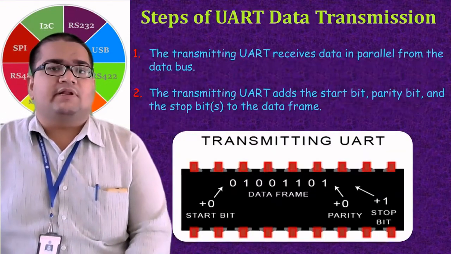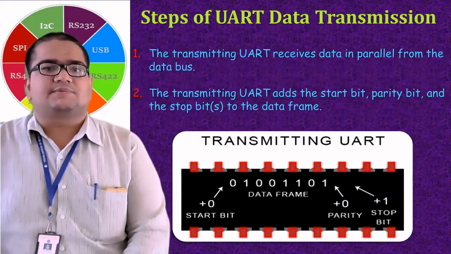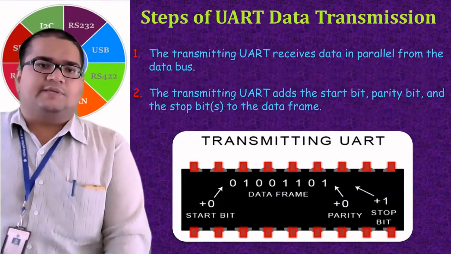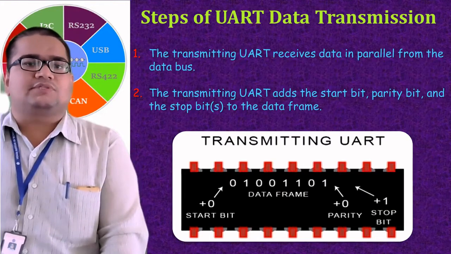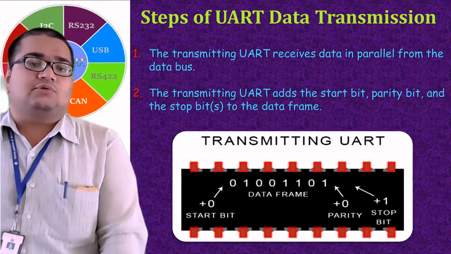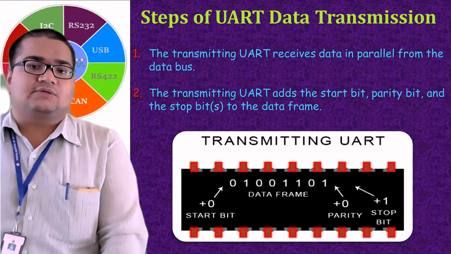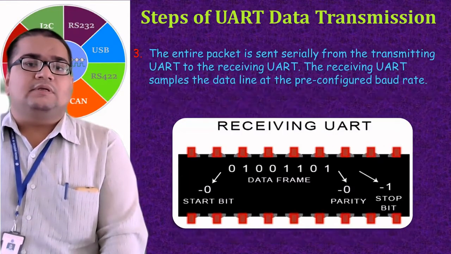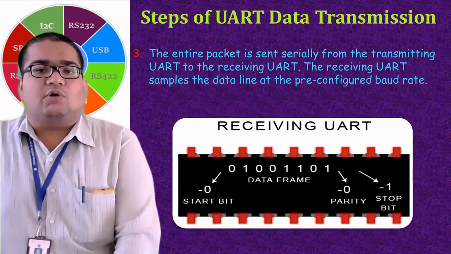These are the steps involved in carrying out the UART data transmission, obviously transmission and reception. The transmitting UART receives the data in parallel from the data bus from the CPU. Then the transmitting UART will make that into serial, also adding the start bit, parity bit, and stop bit into the data frame. After doing that, it can be something like this, you can check it out. The frame structure is shown.